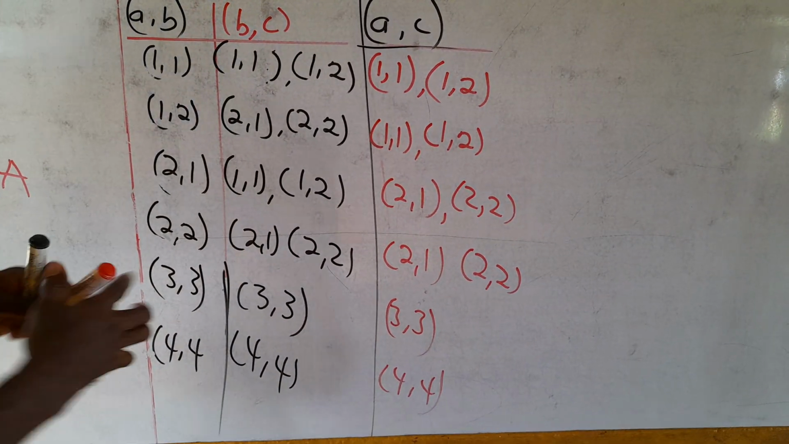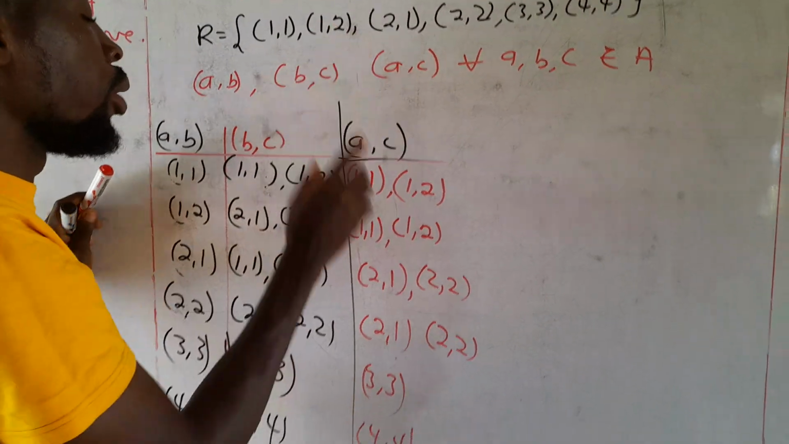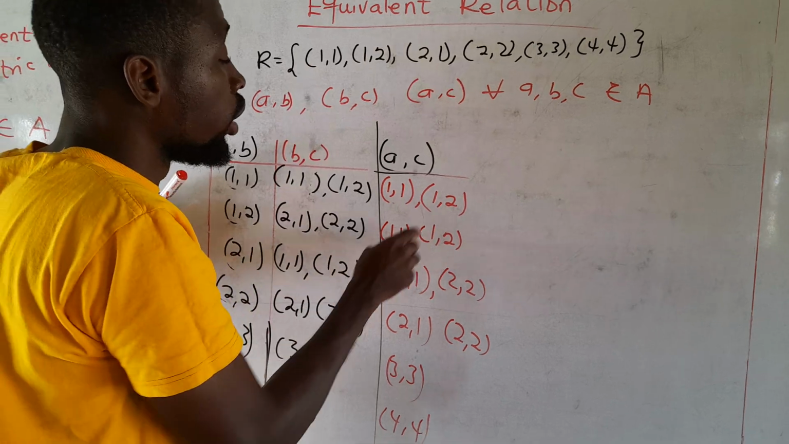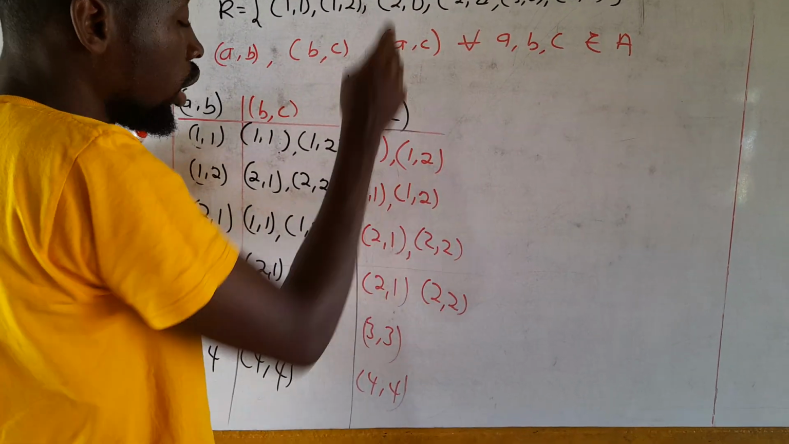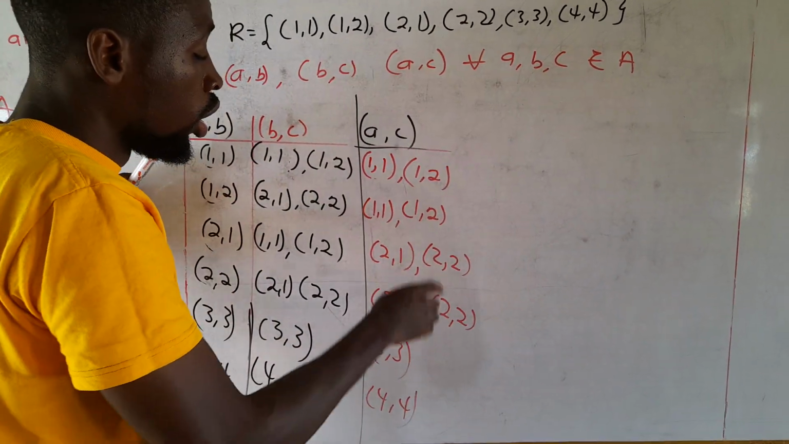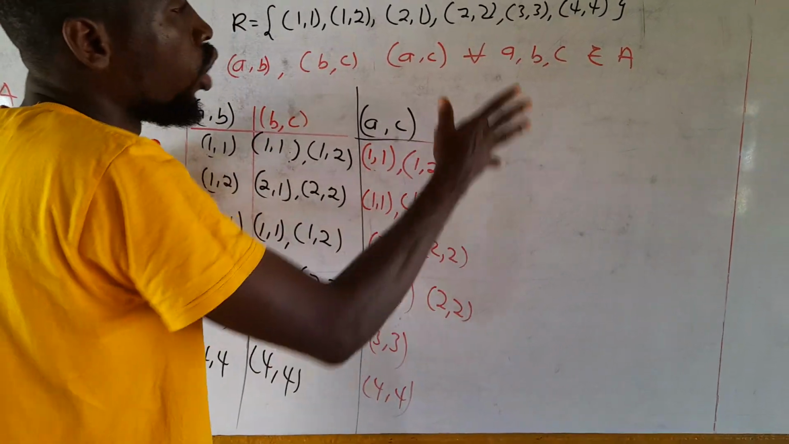The next thing is that you check whether all these relations here are a member of R. All the other pairs are a member of R. 1 1 is here, we have 1 1 here, 1 1 is in the relation. 1 2 is in the relation. 1 1 is there, 1 2 is there. 2 1 here, 2 1 is in the relation. 2 2 is here, 2 2 is in the relation. 2 1 is there, 2 2 is there. 3 3 is in the relation. 4 4 is in the relation.